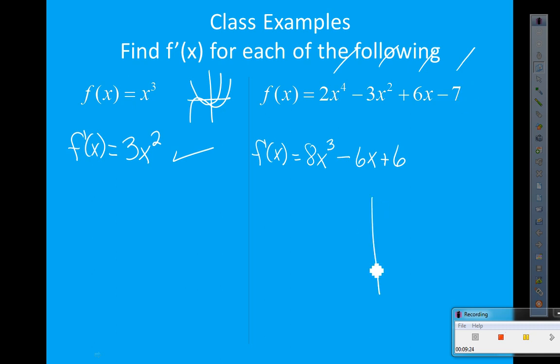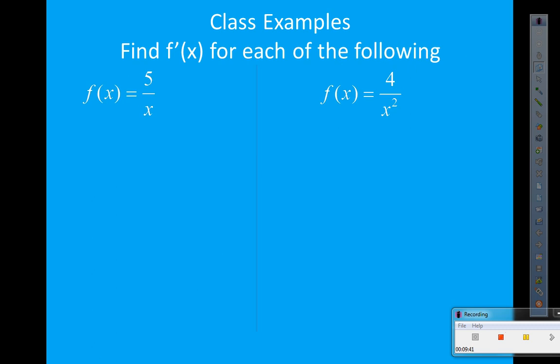The reason being, the slope of this line right here, the slope of the line y equal negative 7 is 0. So that's why there's nothing there. So there's the derivative. There is an equation that will give you the slope of the tangent line anywhere you want to know. How about 5 over x? Here's what it's not. It's not 5 over the derivative of x, which is 1. It's not that. I have a special rule called the quotient rule for that.